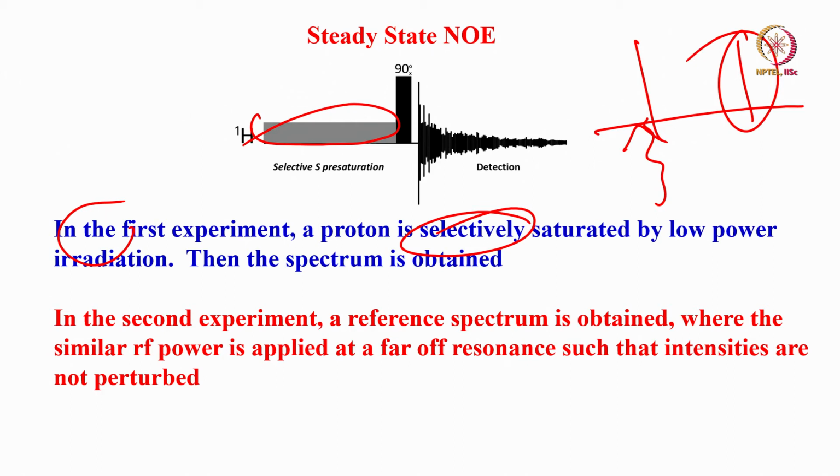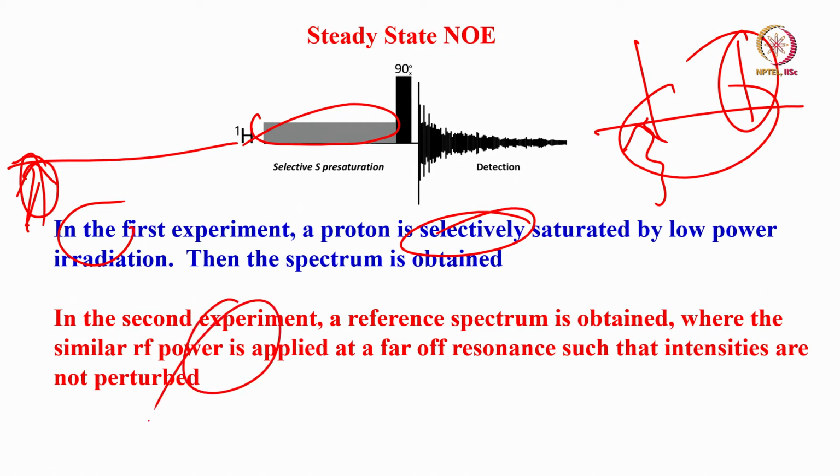In the second experiment, we take a reference spectrum, because finally I have to do a difference NOE. I apply a similar RF but very far away, at off resonance, so that spins are not disturbed. If there is some disturbance because of RF power, that should remain the same in both experiments. So we do off resonance irradiation, which is far away, and observe the change in the intensities. When I do this experiment off resonance, these intensities are not perturbed at all. So this is called a control experiment.